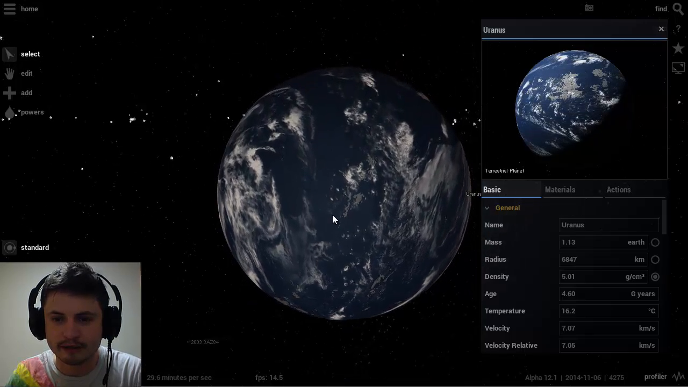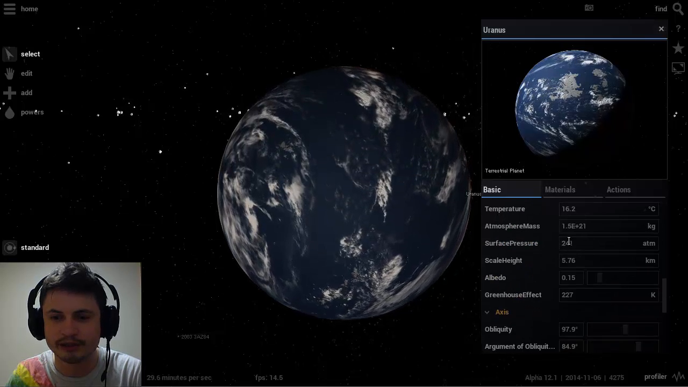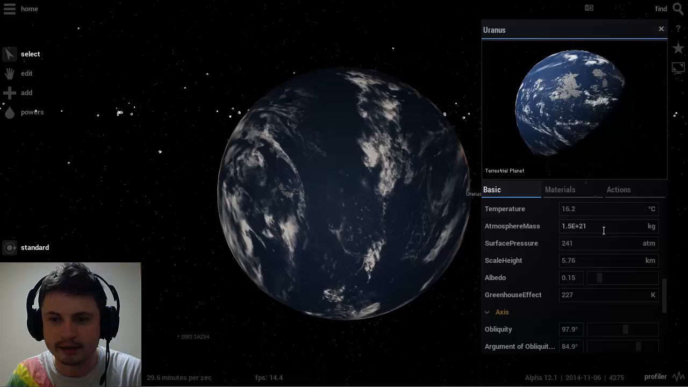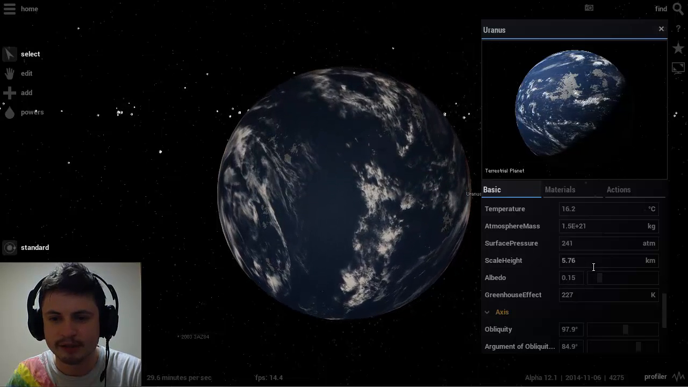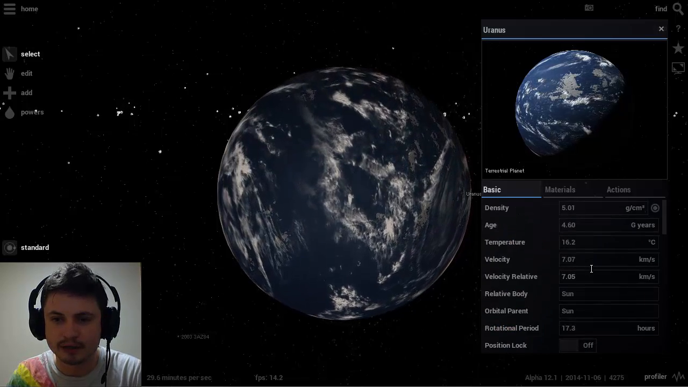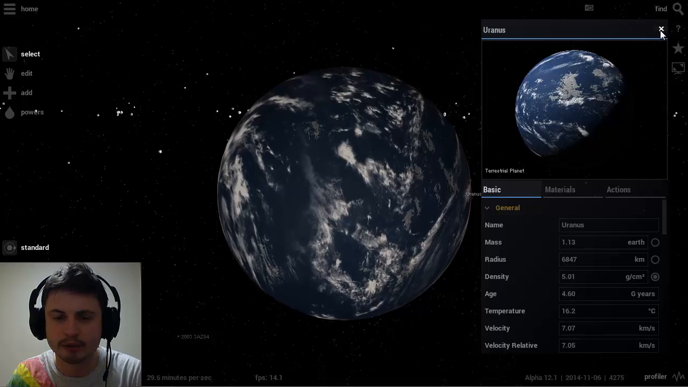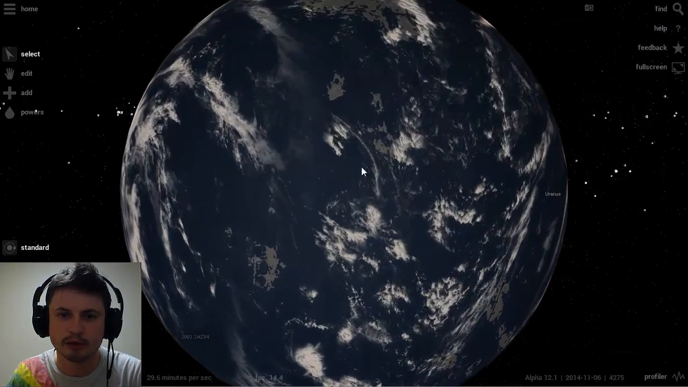Now, the temperature here is pretty nice. I believe it is 16 degrees Celsius, and atmospheric mass is relatively high, but this is why the pressure is high. Albedo is quite low, so everything else is perfect. The gravity is also Earth-like. It's only 1.13 times the mass of Earth. So this is a very perfect water world to live on.